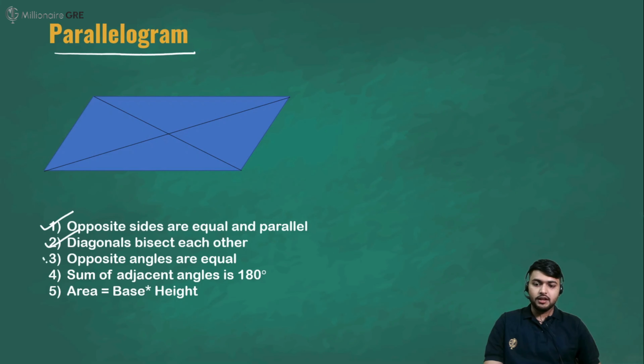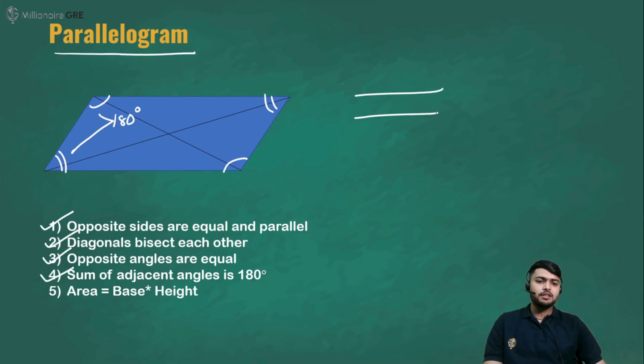Third is opposite angles are equal. This angle is equal to this angle. Similarly, this angle is equal to this angle. Fourth, sum of adjacent angles is equal to 180. So these two have the sum as 180 degrees. We've already discussed in parallel lines, if these are two parallel lines, then sum of these two is 180. It is the same concept here.